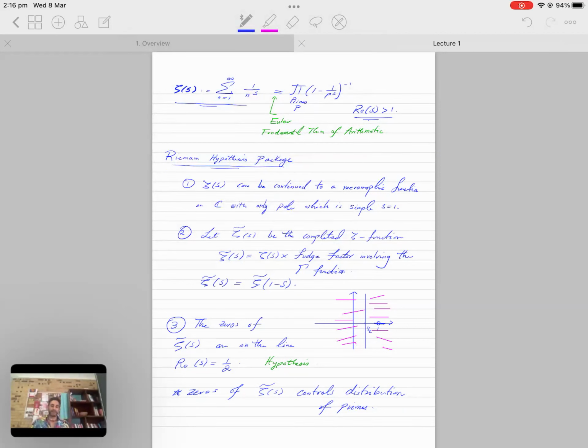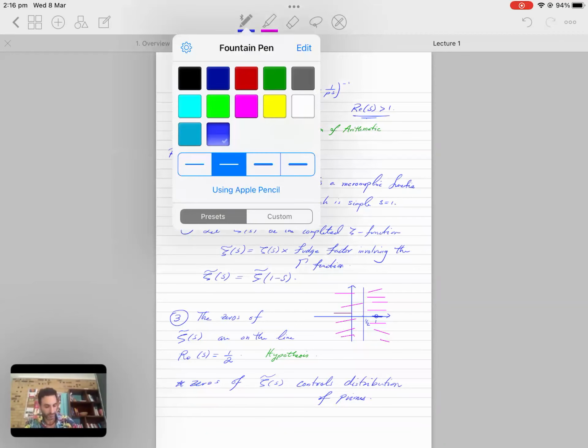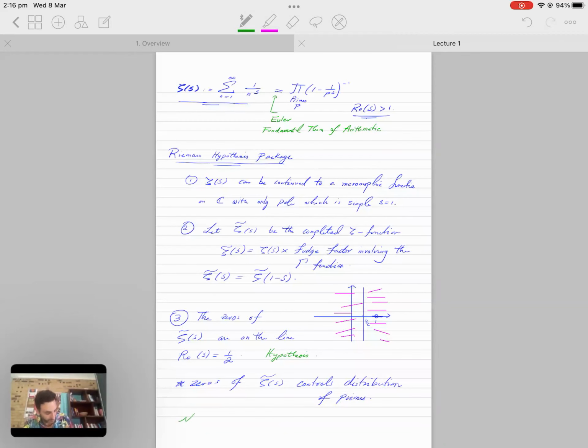But okay, the reason we're interested in this is because the Weil conjectures are the characteristic p analogs of the Riemann hypothesis package. Okay, so the Weil conjectures.